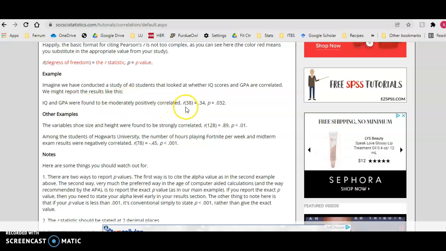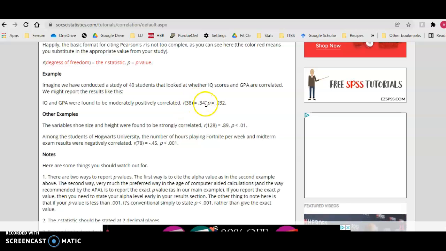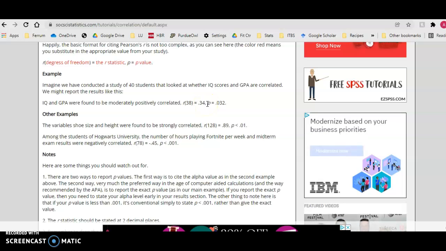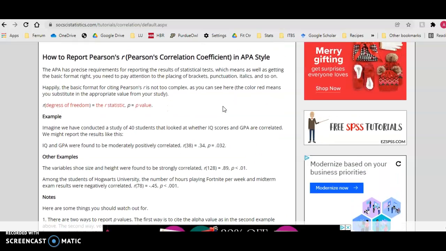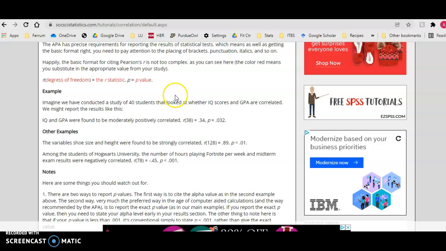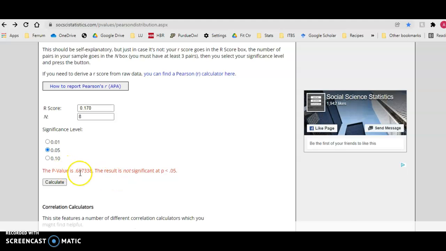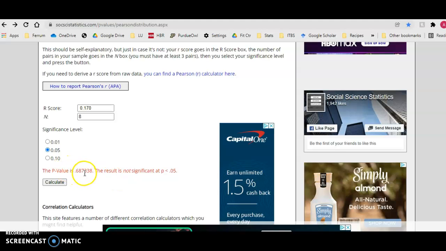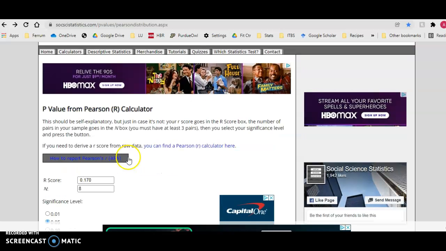So r parentheses 38 equals 0.34, that is your R value, comma, p equals 0.032. So mine would look like r(8) equals 0.17, that is my R value, and then p equals 0.687. 0.67 or 0.69 if you want to round. I expect to see that in your paper.